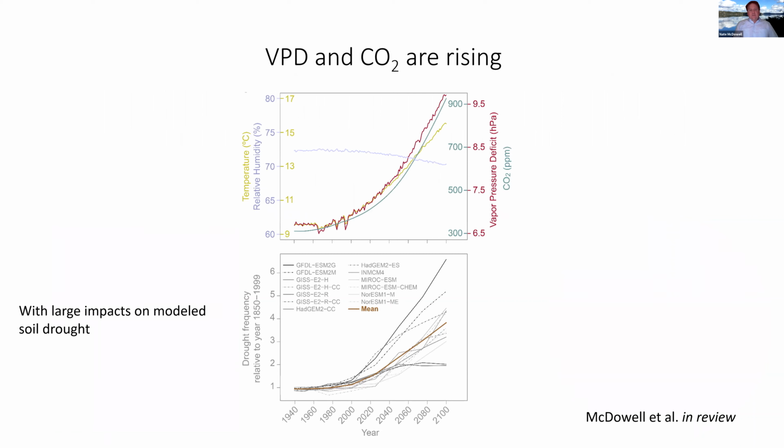So just to start us all on the same page, we know that VPD and CO2 are rising and that they're likely to continue to rise. The top panel you can see in red is VPD. The light blue, I didn't pick these colors, by the way, the light blue is CO2. And of course, temperature and humidity are also on there.